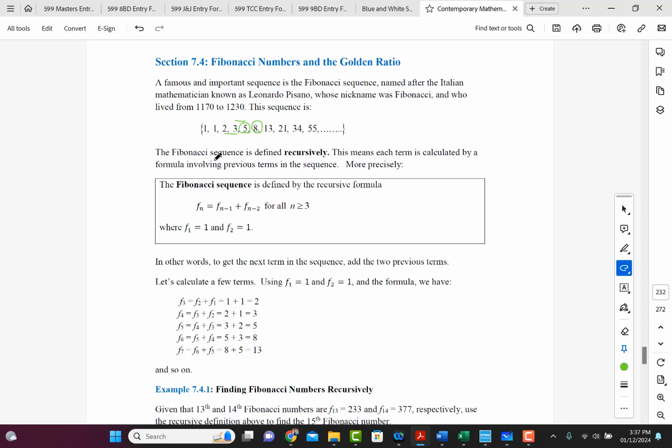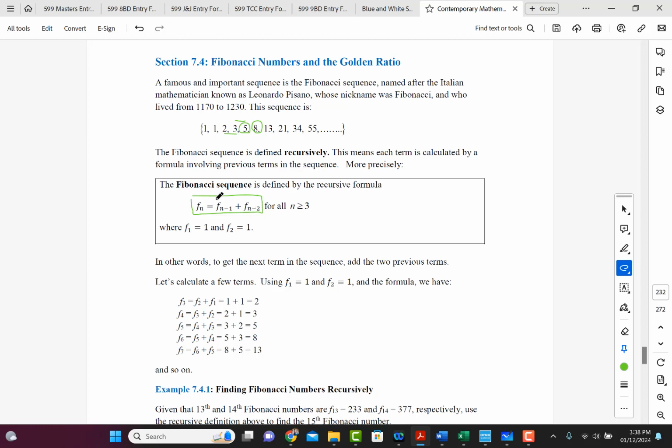Okay, the Fibonacci sequence is defined recursively. This means that each term is calculated by a formula involving previous terms in the sequence. So more precisely, the Fibonacci sequence is defined by the recursive formula that is f sub n equals f sub n minus 1 plus f sub n minus 2.